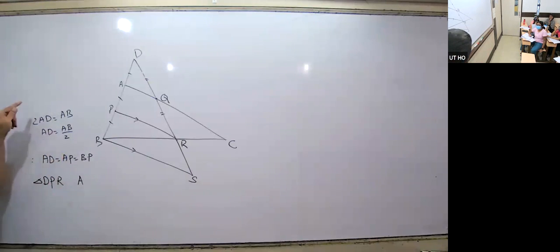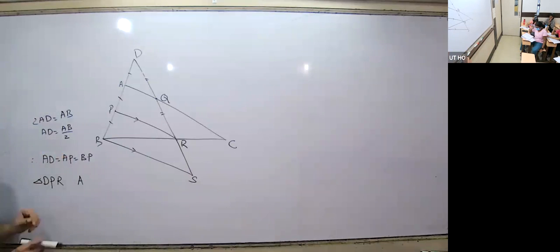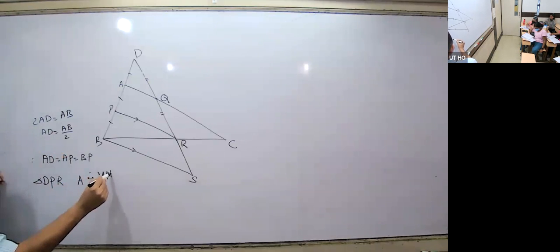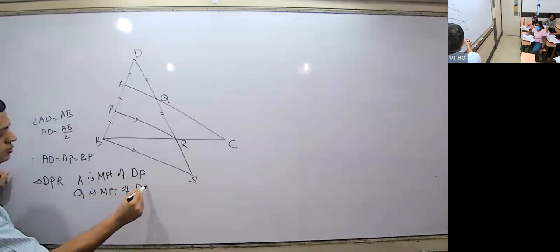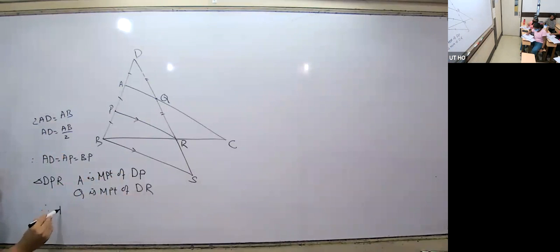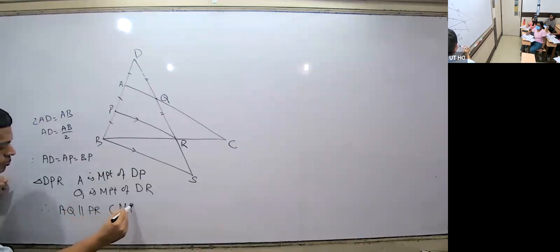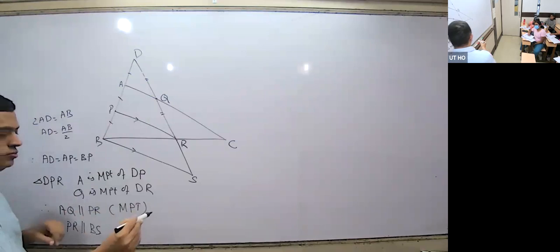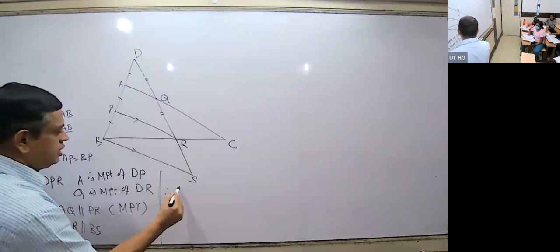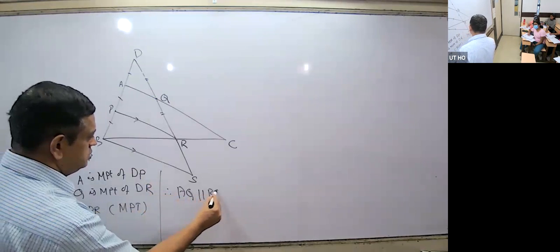So, followed now. First statement you write this. Then after that, in triangle DPR, A is the midpoint of DP, Q is the midpoint of DR. Therefore, AQ is parallel to PR, reason: midpoint theorem. But PR is parallel to BS. Therefore, AQ is parallel to BS. First part we proved.